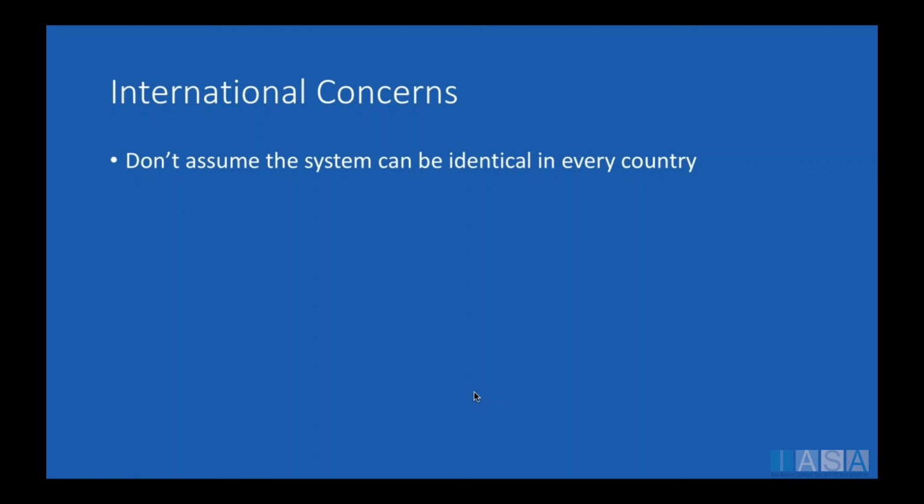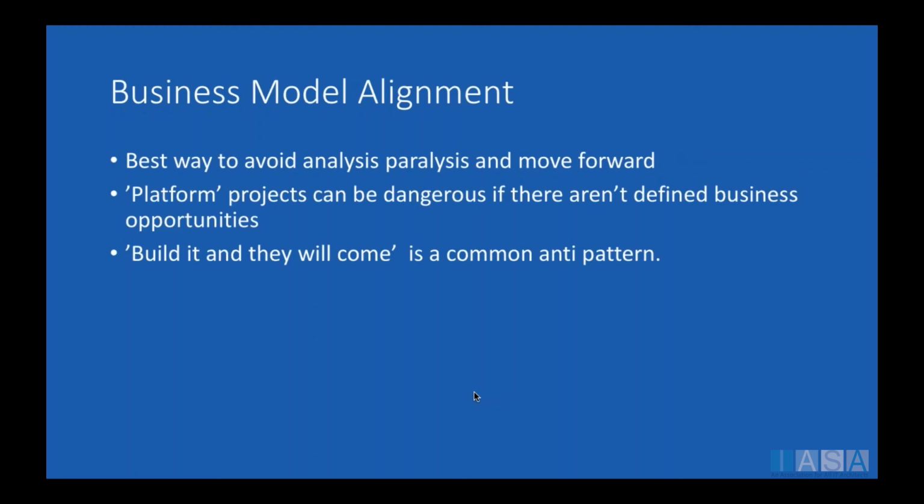Something that can really catch you out is international concerns. So for a lot of large companies, it's about rolling out in more than one country. Data privacy laws in Germany, in Russia, and China can make this really, really difficult. So don't build your system in the United States or in Western Europe and assume that the same system will be applicable in every single country that you roll out to.